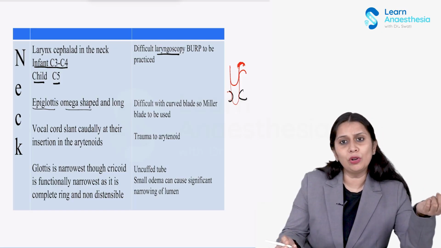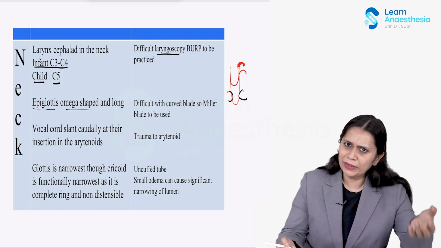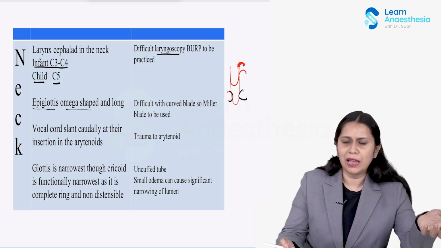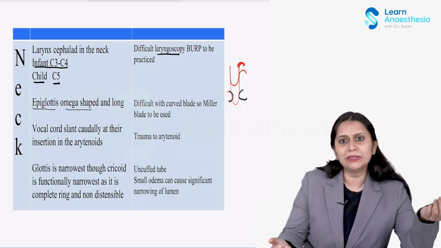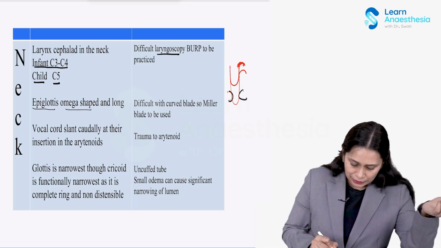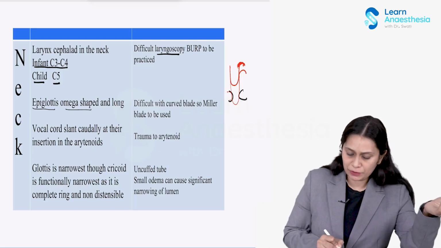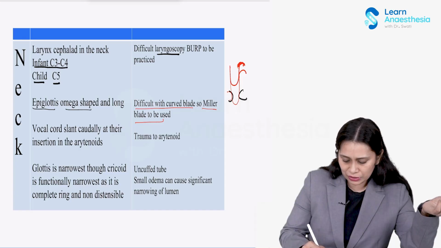So for lifting the whole epiglottis, the more helpful blade would be a straight blade, though we can lift it even with the curved blade, and it depends upon the practice of the person, the laryngoscope the anesthesiologist is more comfortable with. So the epiglottis is omega shaped and long, difficult with a curved blade, so the Miller blade is used. Miller is your straight blade laryngoscope.